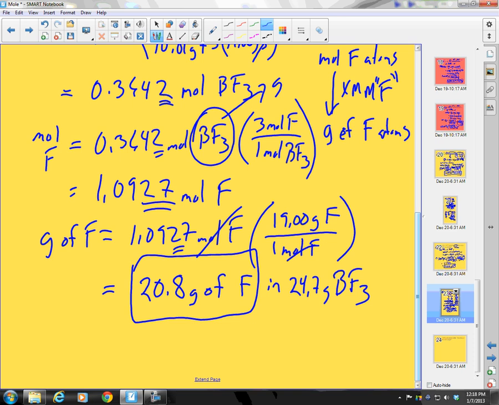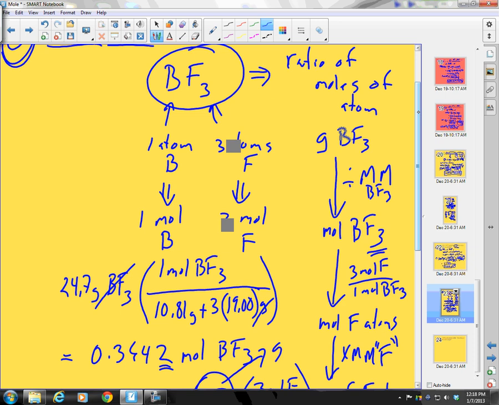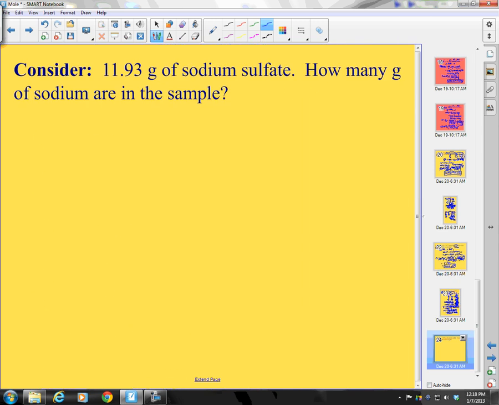You guys think you can do that? It's not so hard. Just keep your head, right? What did we do? We went from grams of boron trifluoride to moles of boron trifluoride to moles of F to grams of F. Now you can see, folks, why it's so important to write down your units well. Got it? Let's try this one on your own. You got it? Here you go.